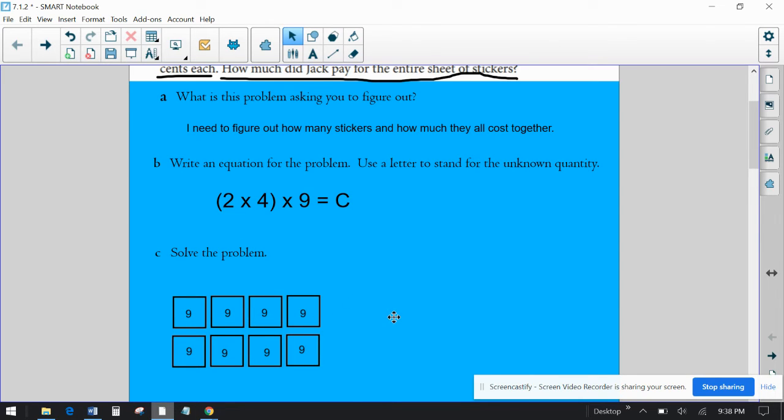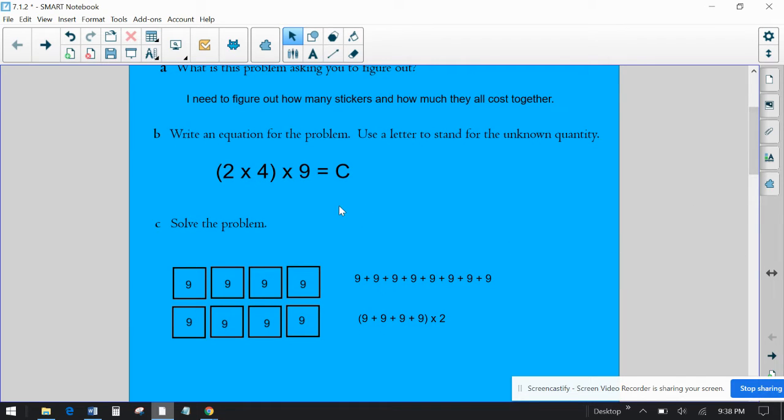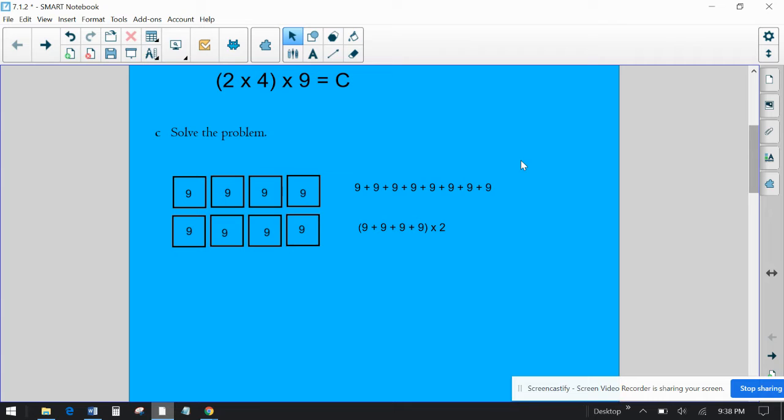And then to solve that, there's lots of different ways. You could just add all the 9s up, 9 plus 9 plus 9, like a repeated addition problem. That's just kind of a basic way to multiply. Or some of you might look at it, well, the top row is 4 9s, and then just double that for the bottom row. But I know that when I look at this, 2 times 4 is very simple. It's 8. So I know that there are 8 stickers. So really what it is is 8 times 9.